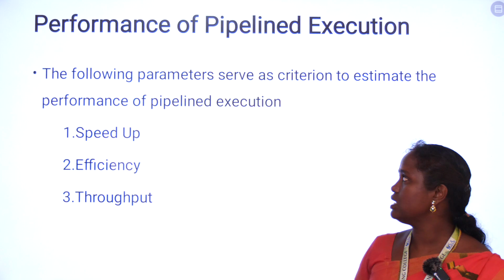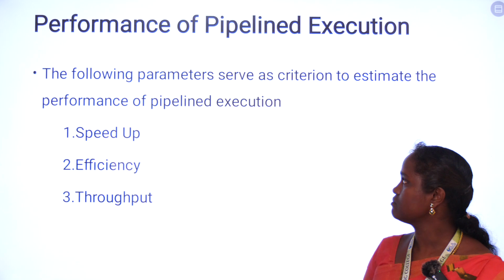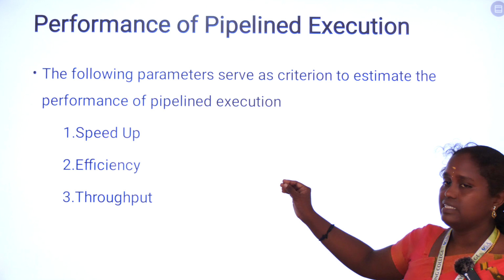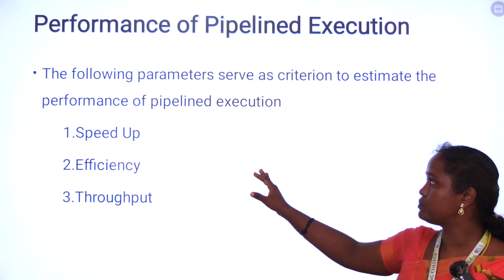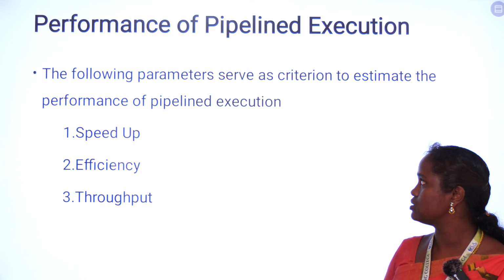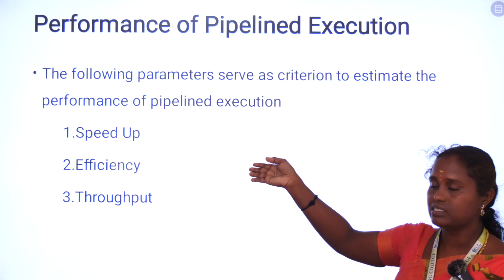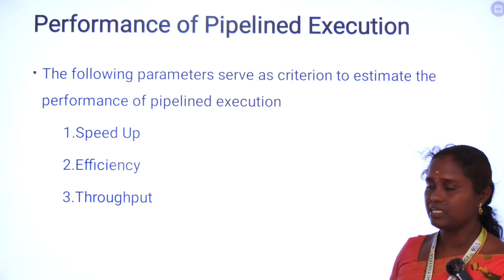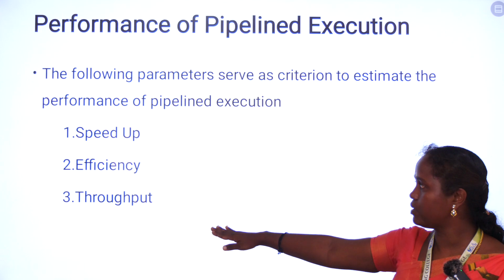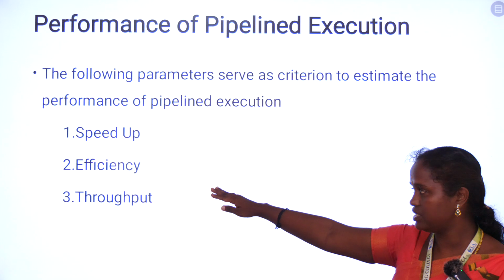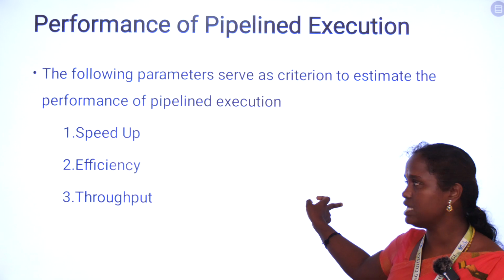Clear? Okay, so now we will be seeing the performance of pipeline execution. See here, these are some of the parameters which are used to estimate the performance of pipeline execution. So the following parameters serve as criteria to estimate the performance of pipeline execution. So what are they? Today we are going to discuss speed up, efficiency, and followed by throughput. Okay, so we will be seeing one by one.